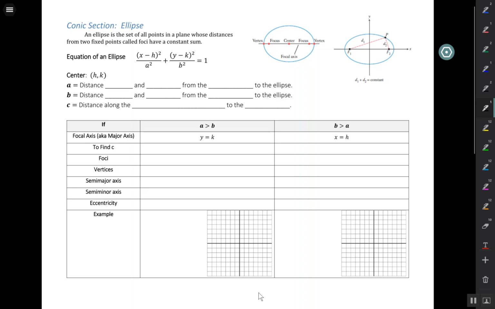Welcome to a video on section 8.2 for pre-calculus. We are looking at the conic section of an ellipse.